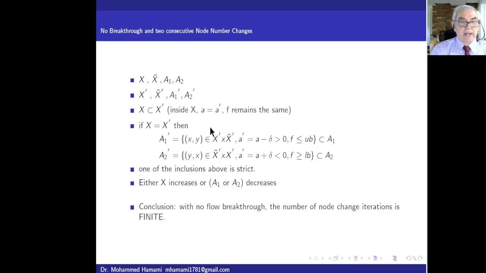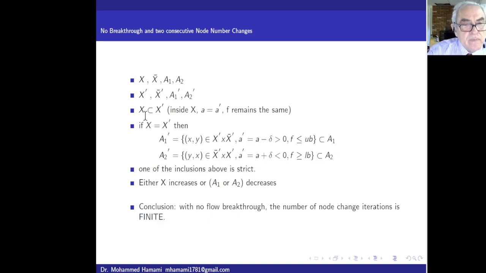Remember that within X, A is equal to A prime, because the node number in X did not change. So whatever we labeled by the flow process, it's going to remain labeled. So X has to be within X prime, and the flow remains the same. So we didn't change the flow. So X is inside X prime. So now there are two cases, okay?